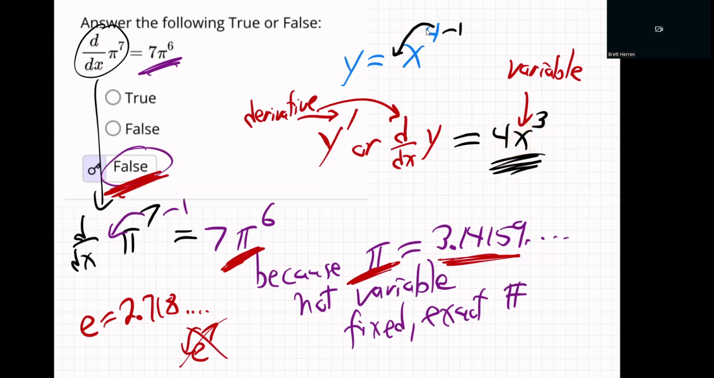This might be your first time thinking about that difference between a variable and a fixed number, but we'll think about it more in calculus.